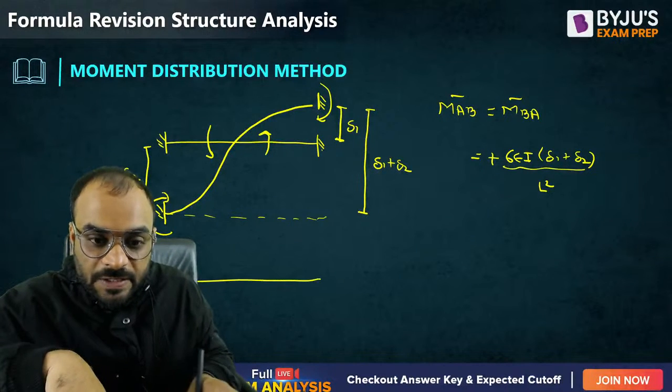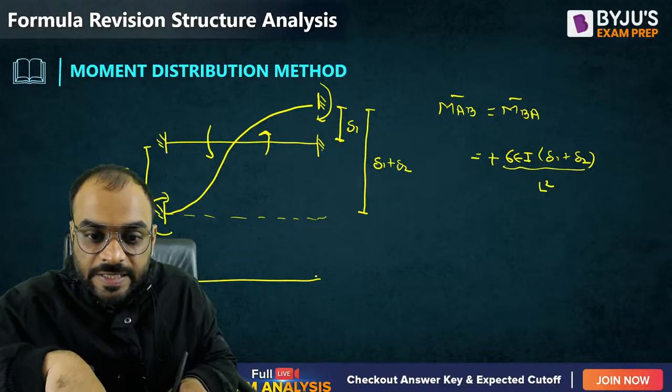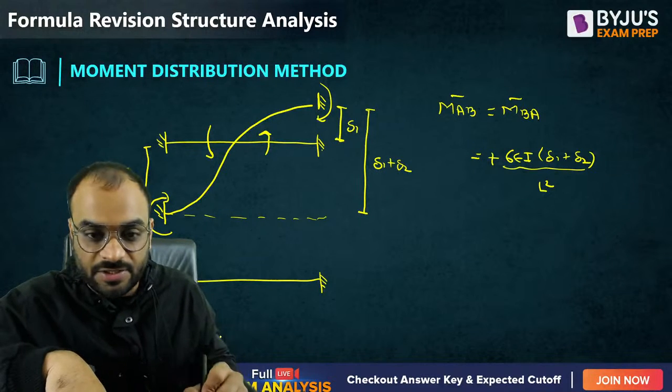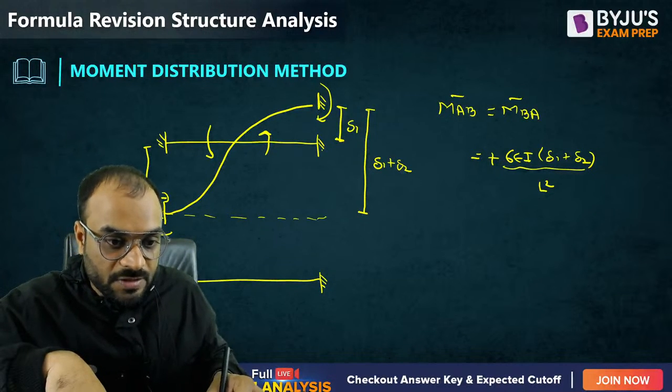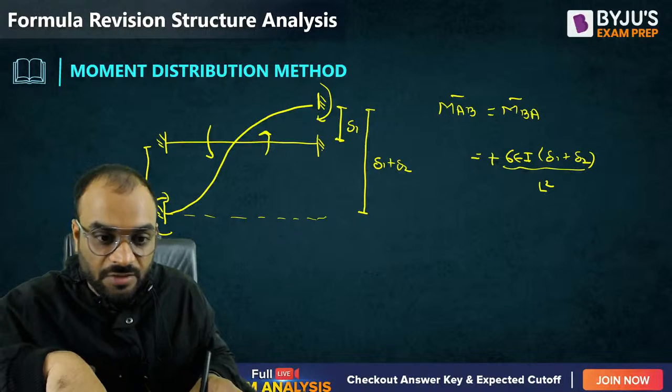Now let us suppose, guys, you have settlement of support in the same direction, where the supports are trying to settle down in the same direction. Then what should be our formula?